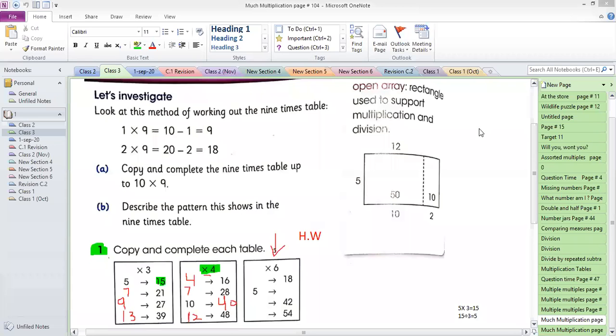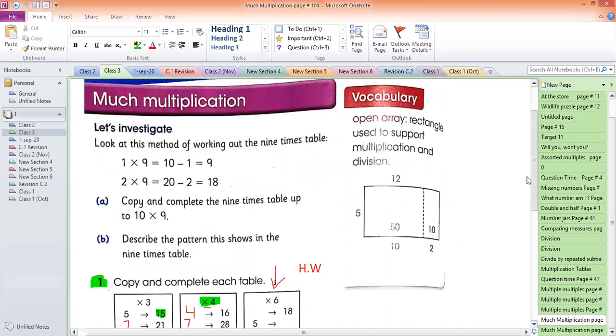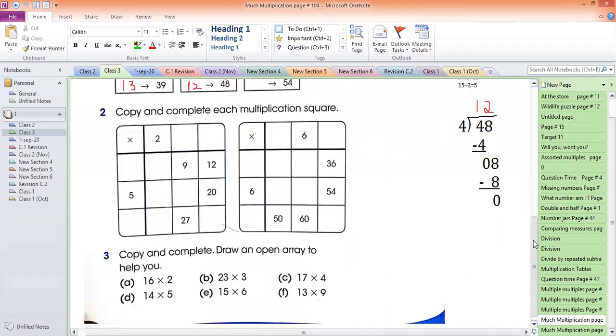In lesson number 60 for grade 3 mathematics, we are studying multiplication, and we left two questions on page number 104, question number 2 and question number 3. First we will complete these questions, then we will move on to the next questions. All right.